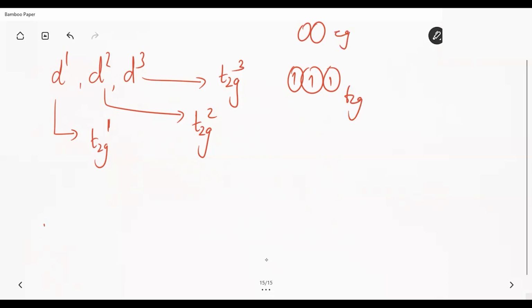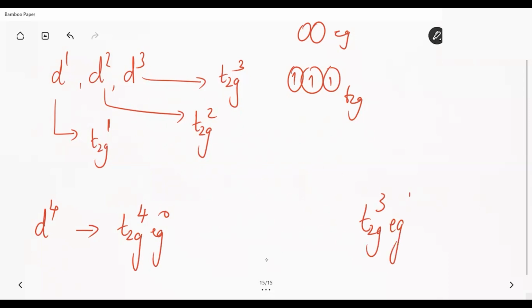What will happen when d4 comes? Okay, so there are two chances for a d4 ion, right? That means the configuration can become t2g4, which means it can pair, so t2g4 and Eg0. Or it can be what? It can be t2g3 and the next Eg level, Eg1. Okay, both are possible, two cases.